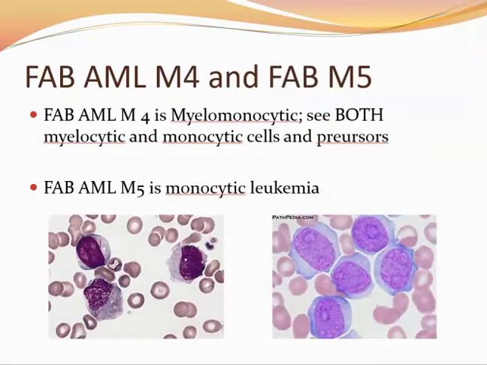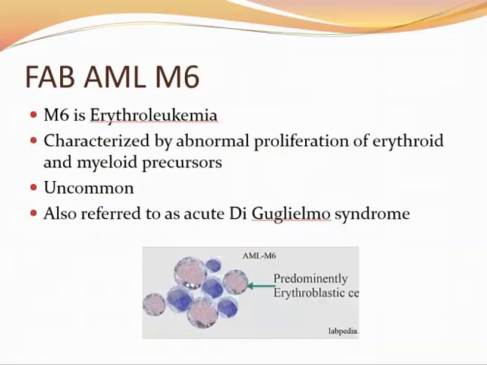All right, the next two are AML M4 and M5. FAB classification M4 is myelomonocytic. You see both myelocytic and monocytic cells and precursors. For AML M5, it's a monocytic leukemia. FAB classification M6 is an erythroleukemia. It's characterized by abnormal proliferation of erythroid and myeloid precursors. This is an uncommon classification, and this is also referred to as Di Guglielmo syndrome, and that's Italian.